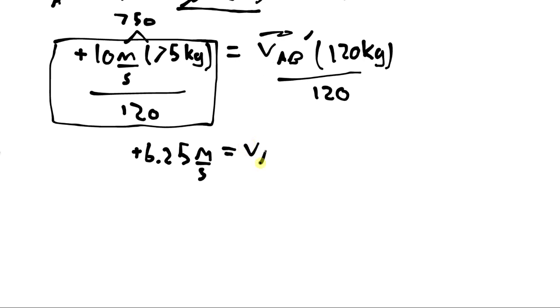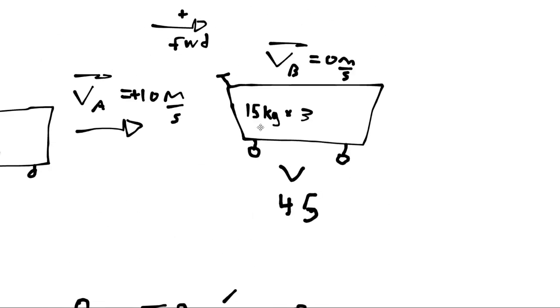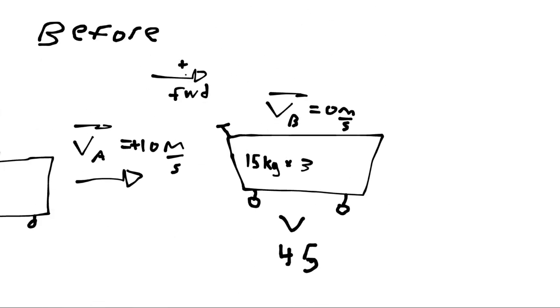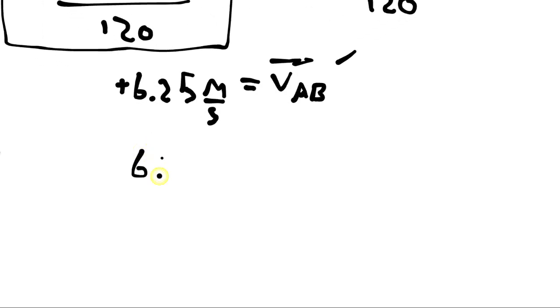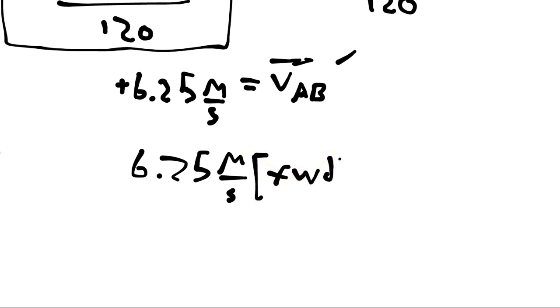So velocity AB prime. And remember, it's positive, so we look up here and see that forward is positive, so this is 6.25 meters a second forward. And this answer makes a lot of sense, right? It makes sense that it's forward because total momentum at the start has to equal total momentum at the end. And if it's all forward, then the final velocity has to be forward, or else they wouldn't be equal to each other. And it makes sense that it's a little bit less than before because the mass is now a lot larger, right?